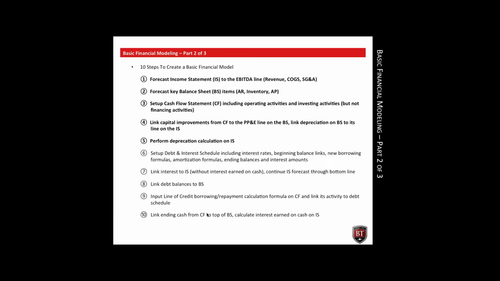In this module, we're going to spend most of our time in Excel creating a financial model, but just wanted to show the 10 steps that we're going to use again. This module will cover steps 1 through 5, with step 1 focusing on forecasting income statement items, step 2 on forecasting balance sheet items, step 3 on some very minor forecasting on the cash flow statement, and steps 4 and 5 linking a few items between two statements, the PP&E from the cash flow to the balance sheet and the depreciation between the income statement and the balance sheet. Let's flip over to Excel and get started.